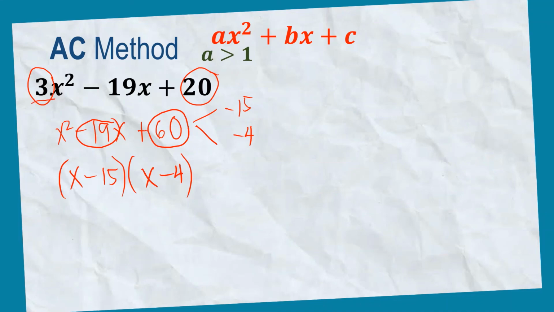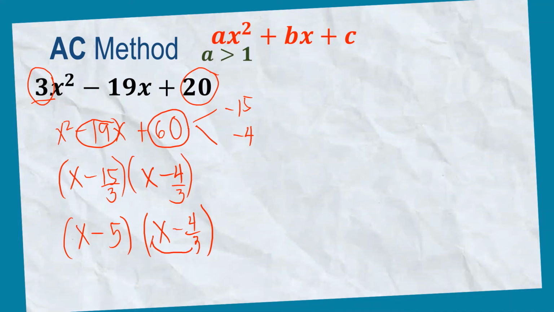Ngayon, na i-divide natin sa 3. At i-simplify, we have x minus 5 at x minus 4 over 3. Again, slide natin si 3 sa unahan ni x. At ang magiging sagot ay x minus 5 times the binomial 3x minus 4.